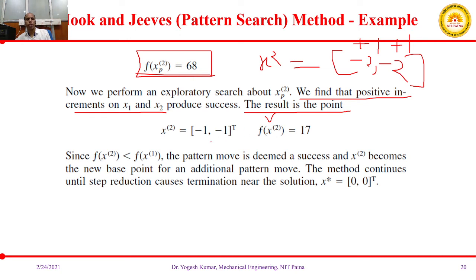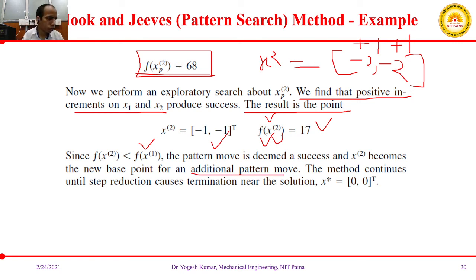And again you will check the value of the function, which is now coming as fx2 is equal to 70. So which is also less than the value of fx1. So we may say that the pattern move is successful and this x2 will become the new base point for the next pattern.